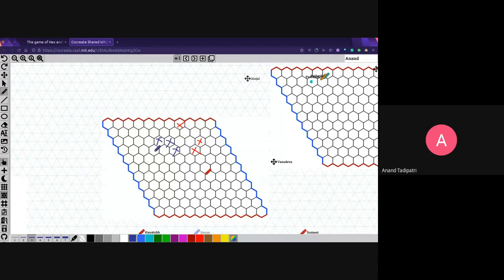Also, let me know if there aren't enough boards. I've scattered a bunch of boards, I think 20 or so, all over the screen. Ideally there should be enough, but let me know if there aren't.